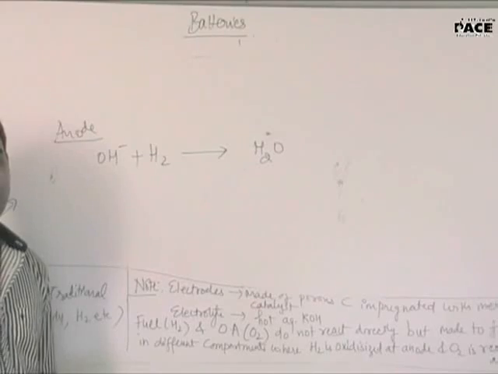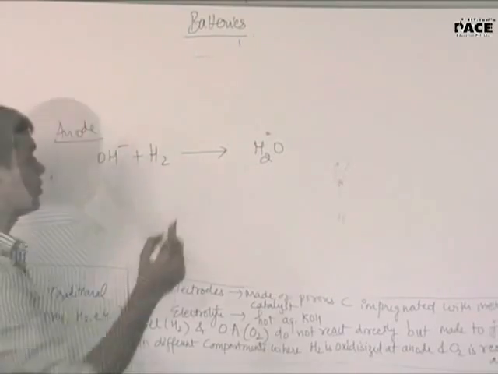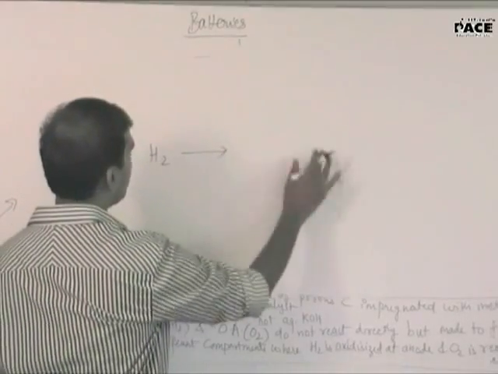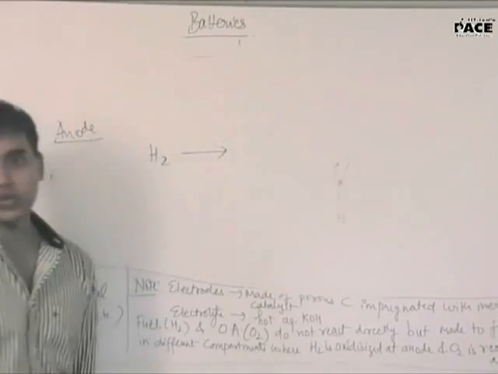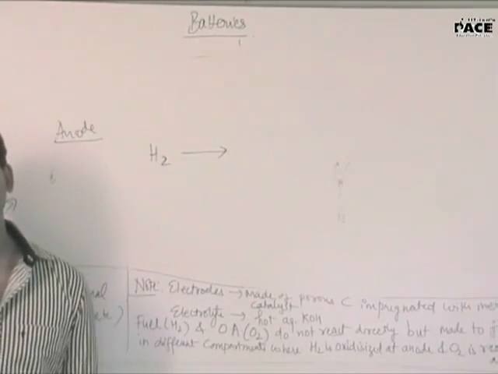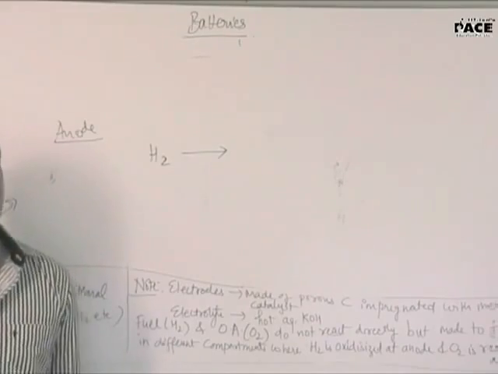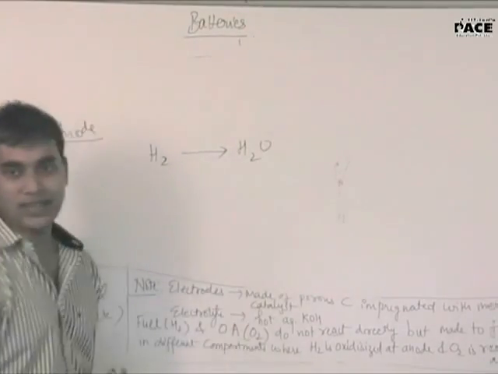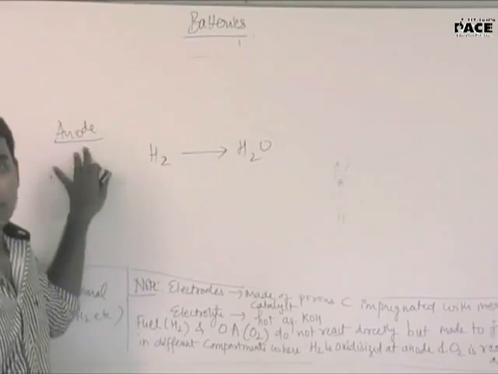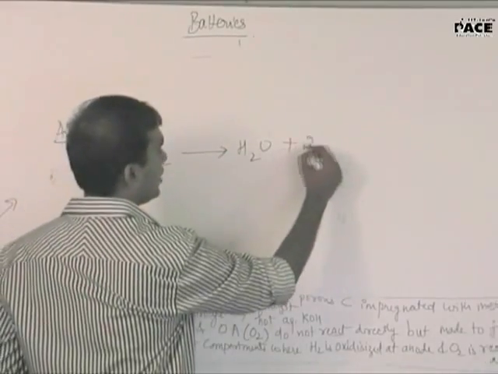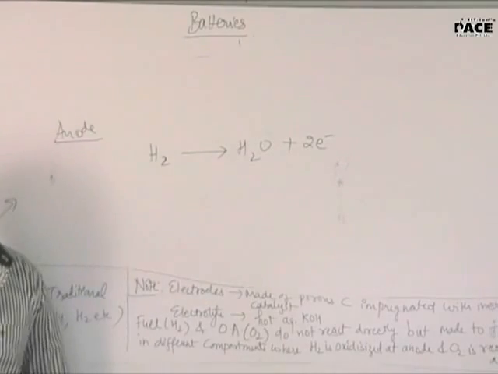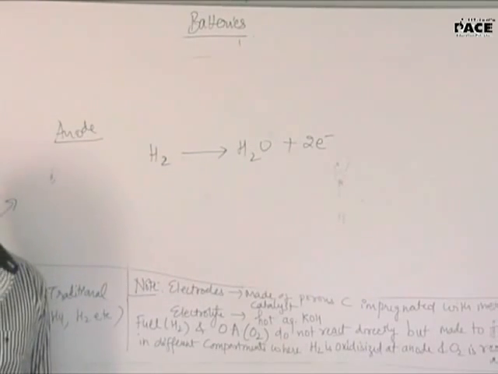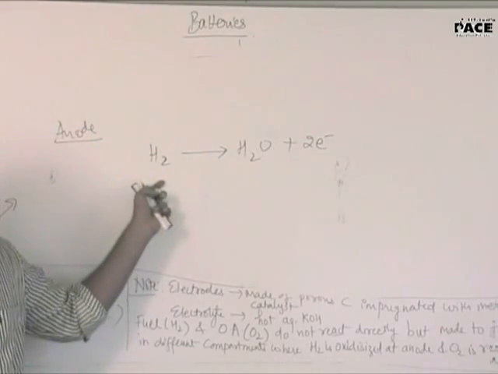in one side and water on the other side. Or a simpler method for this could be, see, you should have a very firm understanding of how the electron transfer is taking place. So if I am saying H2 to H2O, and this is at anode, so the electron shall be released. Clear? And now the rest of the balancing, how can you do it?